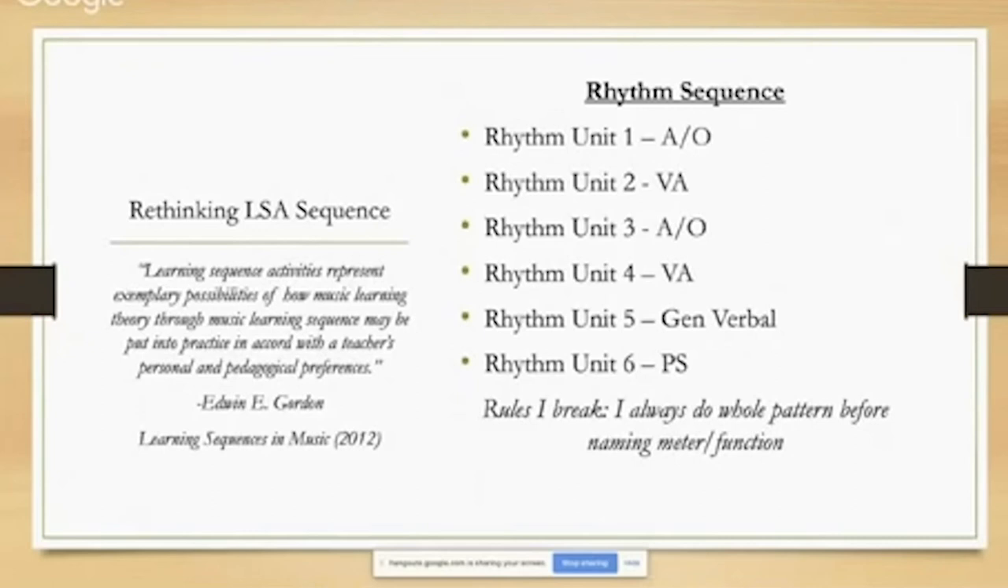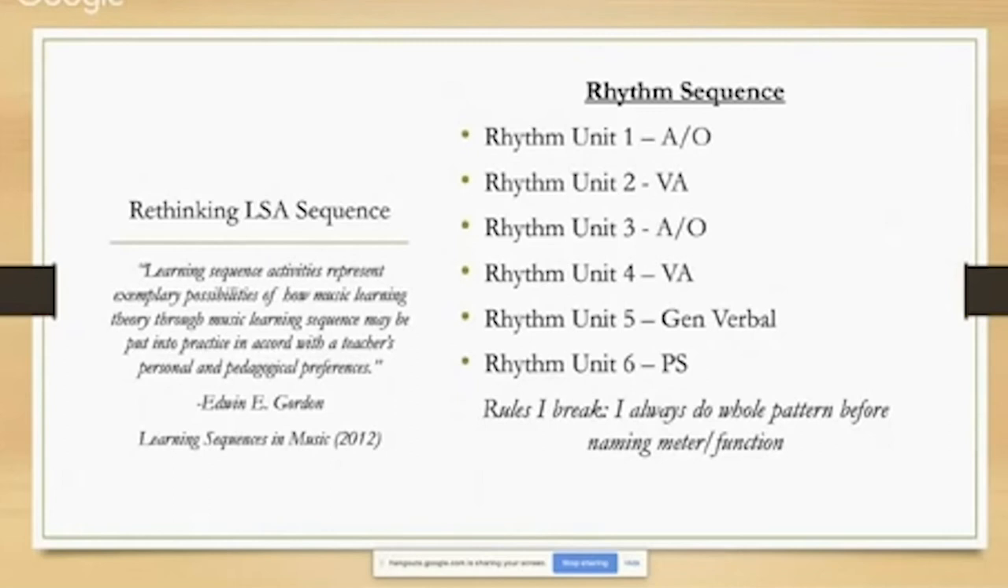And I put that there because, if I'm being really honest, I love doing LSAs with my students. I don't love the way they're sequenced. The LSA books are the only things that have not been edited or revamped in the entire Jump Right In curriculum. And so I'm going to share with you a little bit about what I do and why I do it. But the rhythm sequence, I put 1 through 6 because the reality is if you can get through 1 through 6 in elementary school, you're rocking it. And if you can get further, then that's even more amazing.